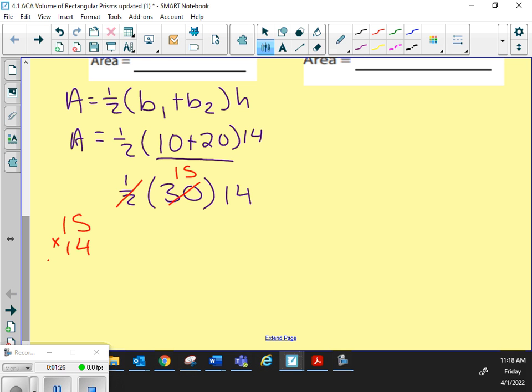15 × 14. 5 by 4 is? 20. 1 by 4 plus 2? 6. 6. I need to? 5 by 0. 5 by 1? 5. 1 by 1? 1. 210. Not just 210, but 210.